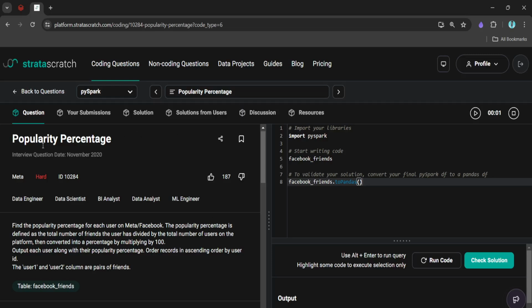So today we are going to discuss this popularity percentage problem in PySpark. So basically, we have solved the same problem in SQL also. You can check out the link in the description section for that particular video, right?